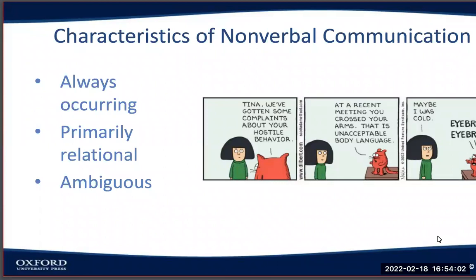Nonverbal communication is primarily relational in that it allows us to define the kind of relationships we want to have with other people, and it allows us to convey emotions that we may not be willing to express vocally. Nonverbal communication can be ambiguous, and an action can generally be interpreted in multiple different ways. So, depending on what the situation is and what you do, each person might interpret that in a different way.